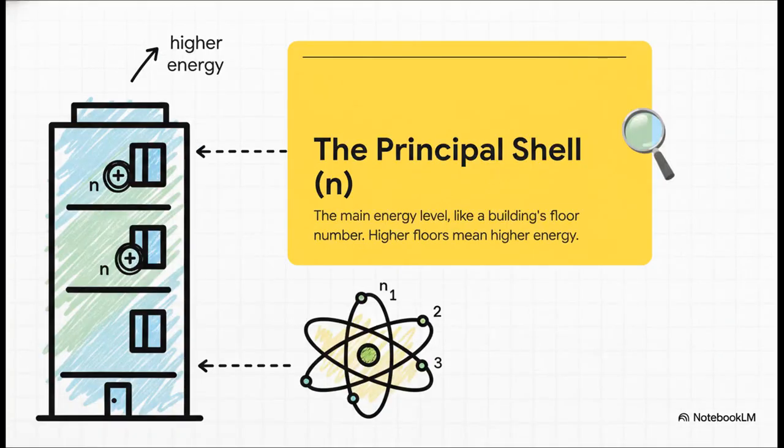Let's break down that address. The very first part is the principal shell, which we just call n. In our apartment building, this is super simple. It's the floor number. So an electron in the n equals 1 shell is on the first floor. n equals 3, third floor. And just like in a real building, the higher you go, the more energy it takes to get there.